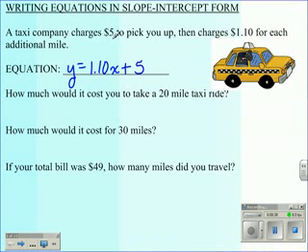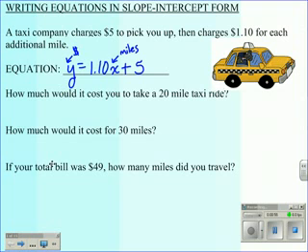When you call the taxi, they're going to come to your house and you're going to have to pay $5 even if you don't get in the cab. Then for every additional mile, it's going to be $1.10. So the x represents the miles and the y represents the total cost or the money.